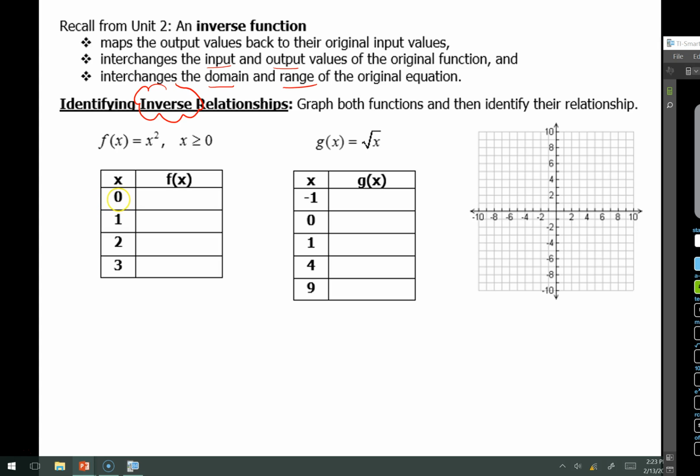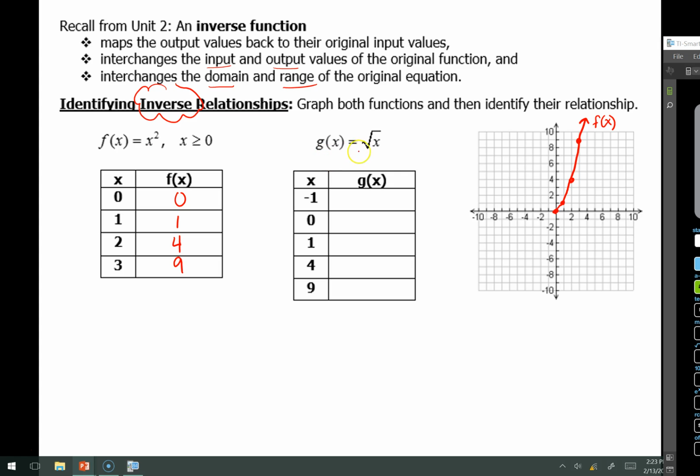So looking at that, when we plug in 0, 0 squared is 0. 1 squared is going to be 1. 2, when we input that, 2 squared is 4. And 3, when we input that, 3 squared is 9. So now if we graph this in red, we've got 0, 0, 1, 1, 2, 4, and 3, 9. So we get a graph that looks like that for f of x.